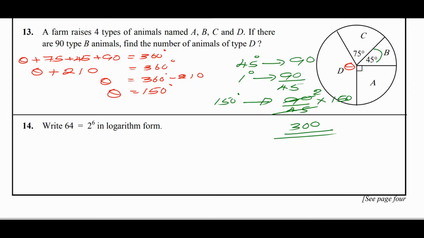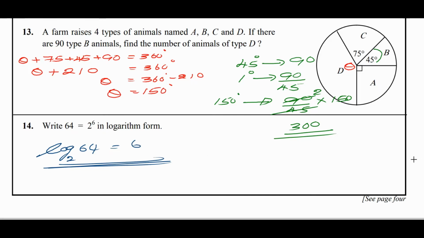Question number 14. Logarithm part. Write 64 equals 2 to the power of 6 in logarithm form. It's very simple. We put log 64 to the base of 2 equals 6. This is the logarithm form. The log base cannot be changed. Log 2 of 64 equals 6.